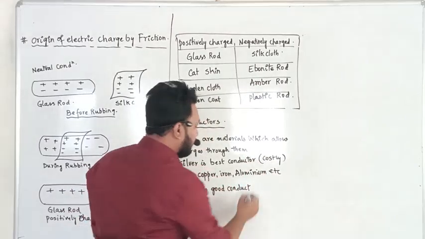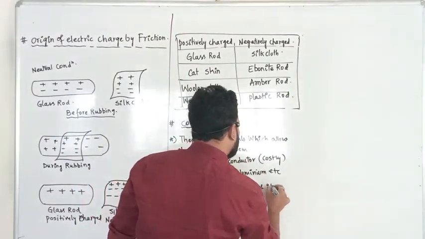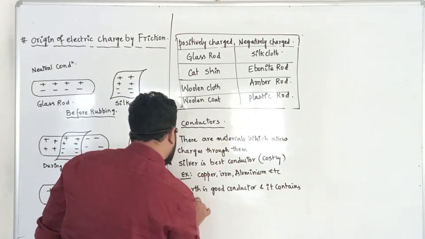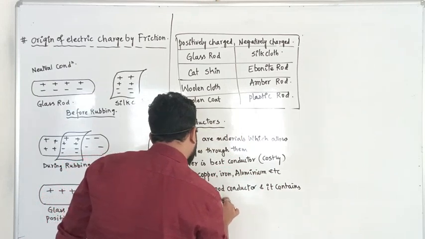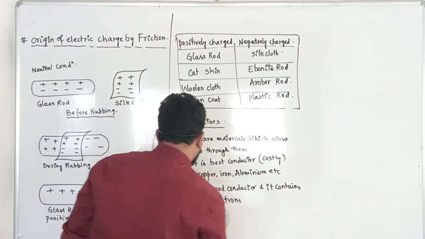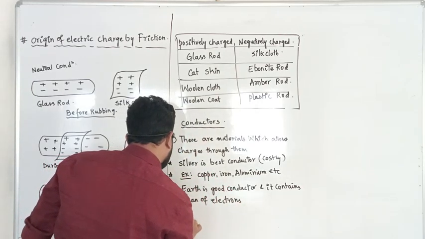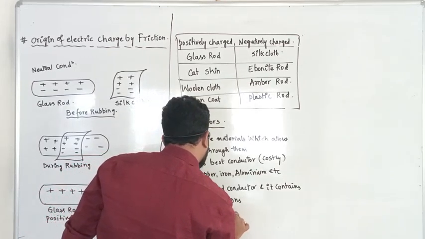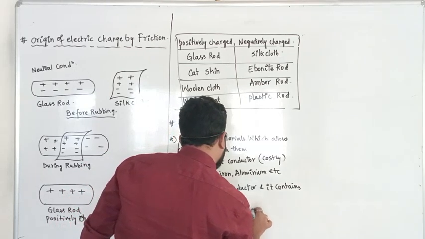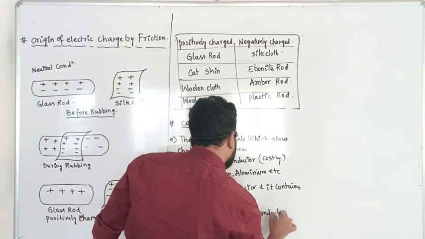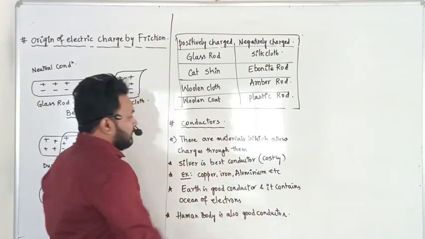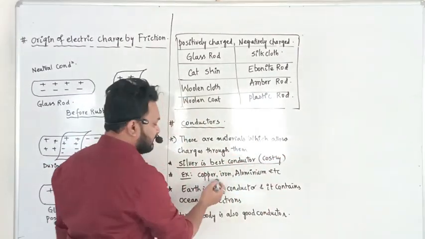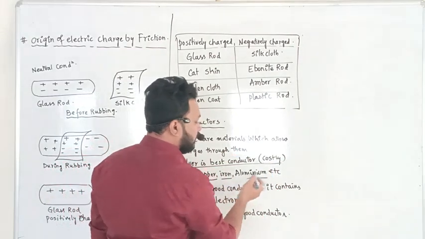Earth is a good conductor and it contains an ocean of electrons. This is important. It contains an ocean of electrons. The last point we are writing is that the human body is also a good conductor. Right? See here. These are the materials which allow charges through them. Silver is the best conductor. The other examples are copper, iron, aluminium, etc.